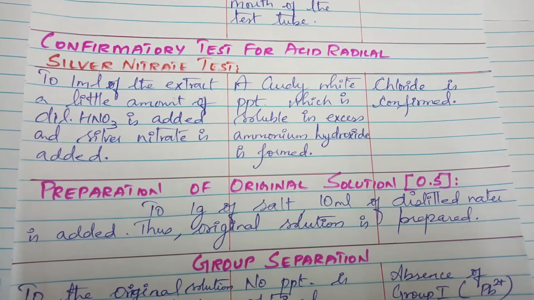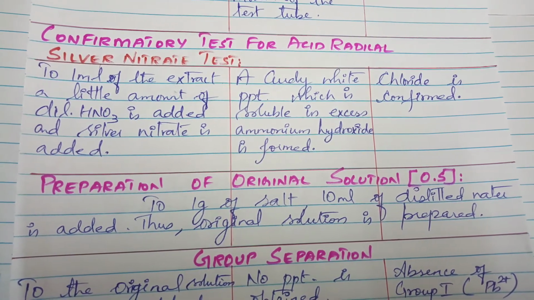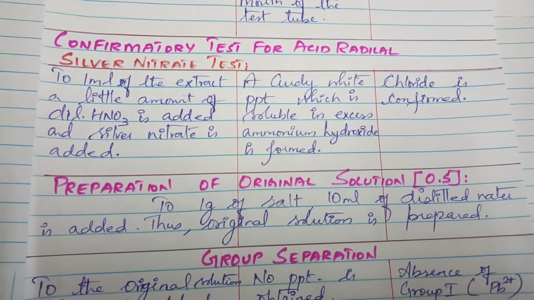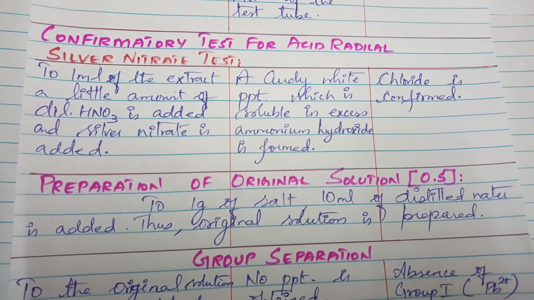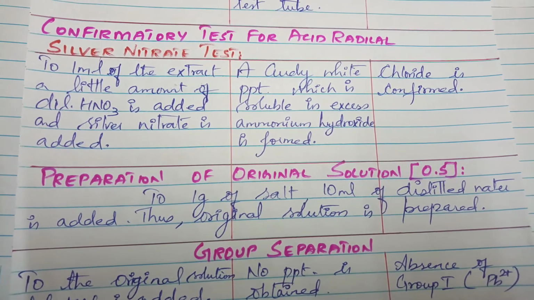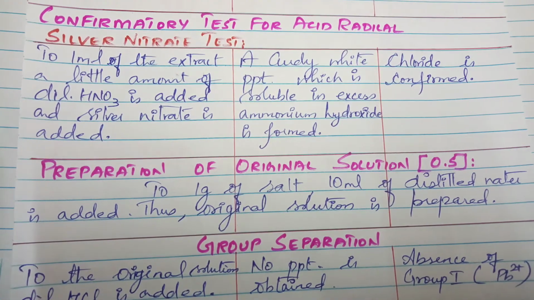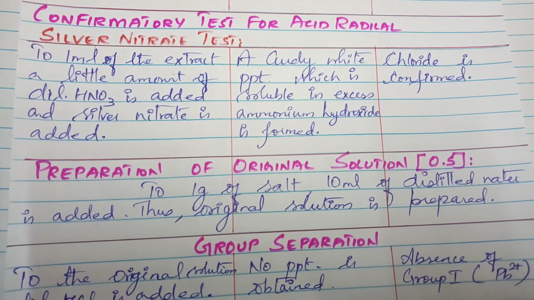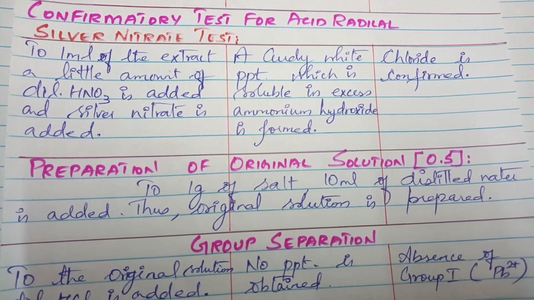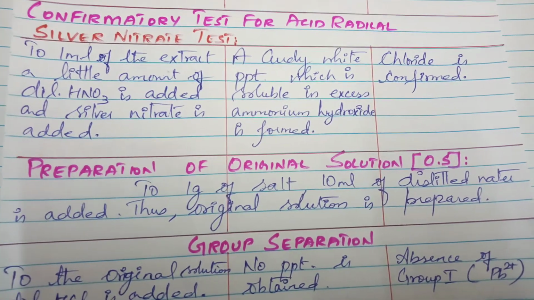To 1 ml of the extract which has been prepared, a little amount of dilute HNO3 is added, in order to expel carbon dioxide and to acidify the salt. I am adding these dilute acids because they are derivatives of their respective salt radicals. So to 1 ml of the extract, a little dilute HNO3 is added, and it is ensured that the carbon dioxide gas is expelled.